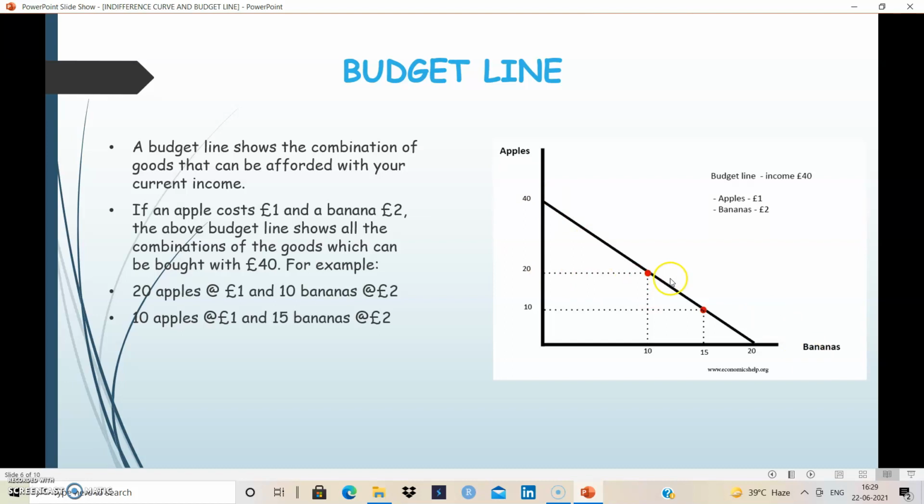20 rupees of bananas and 20 rupees of apples gives the total expense of 40 rupees. Where we have an income of 40, so we can purchase this combination, or we can purchase the combination of 15 bananas and 10 apples, which will also cost pound 40. So both are possible combinations, and purchasing which combination is the choice of the consumer.